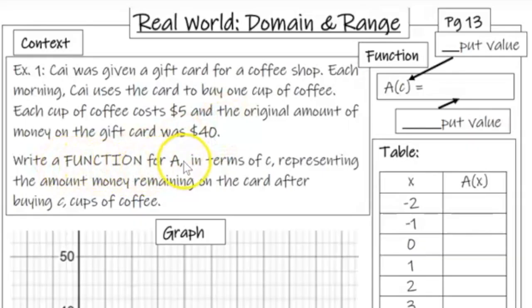Okay, write a function for A in terms of C, representing the amount of money remaining on the card after buying C cups of coffee. So remember, C is my input, what I'm putting into my equation, and whatever is after the equal sign is my output. Remember, my input is my independent variable, the one that doesn't depend on anything, and my output is my dependent variable, meaning I'm waiting to see what my input is in order to see my output.